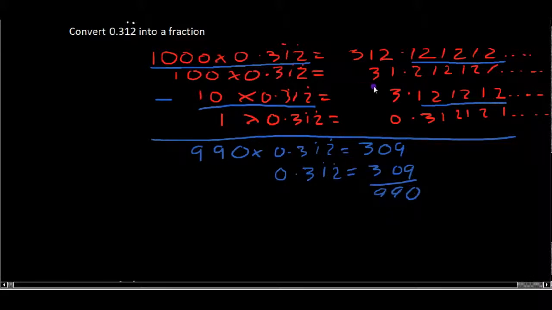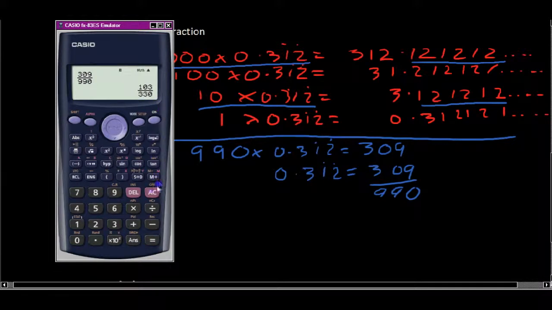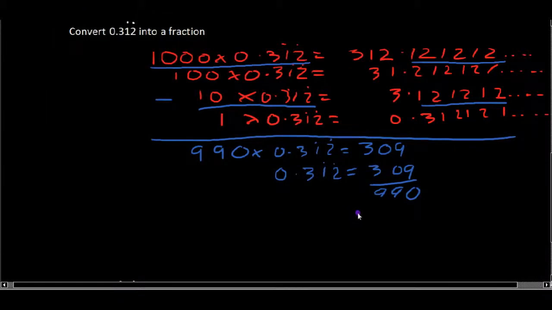990. Now, if you're not very good at cancelling down, what you can do is get your graphical calculator in, and you press the fraction button, and you get 309 over 990, and you can press equals and it will cancel down for you. And we can see we got 103, so 3 goes into this 103 times, and we can see 3 goes into this also 330 times, and that cancels down.